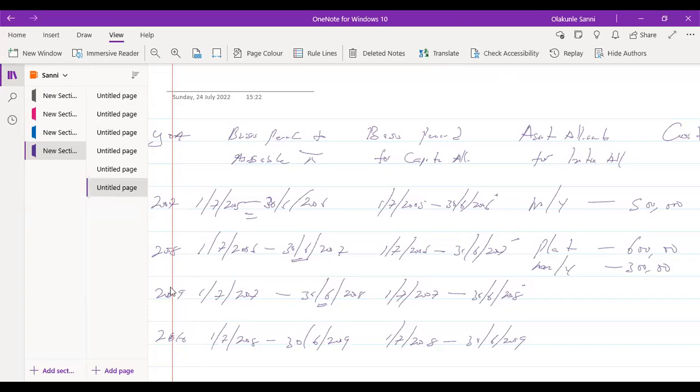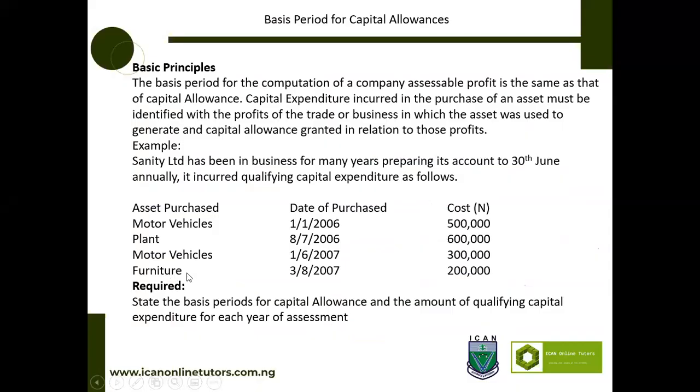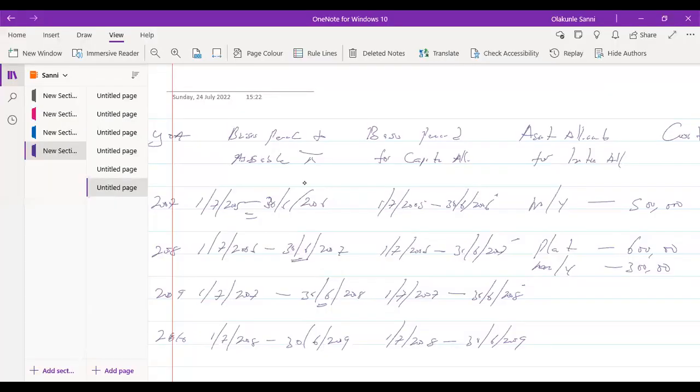The last one, I have furniture. The furniture is 3/8/2007, 200,000. What year of assessment will I see 3/8/2007? August is in 2009. 2009 year of assessment. So that is furniture.